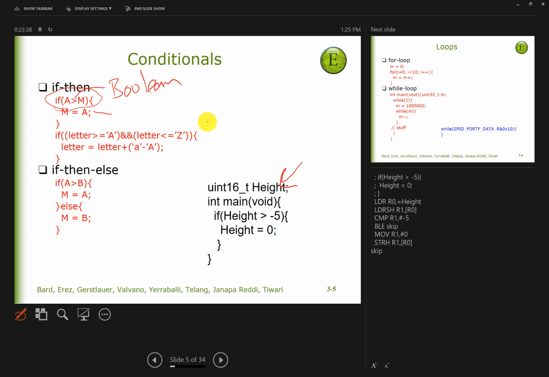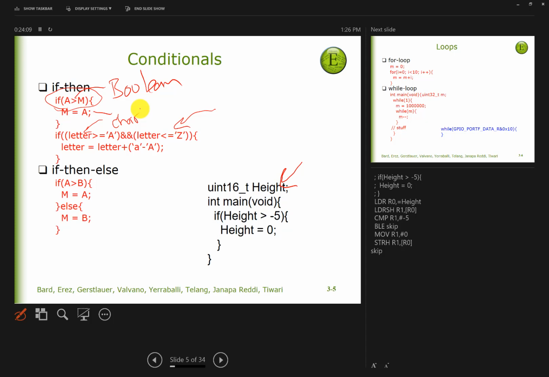This is an example of a convert uppercase to lowercase. So this is going to be a char variable. And if that char variable is greater than or equal to A and less than or equal to Z, then I'm going to subtract off the difference between A and add the difference between A and C, converting lowercase to uppercase.